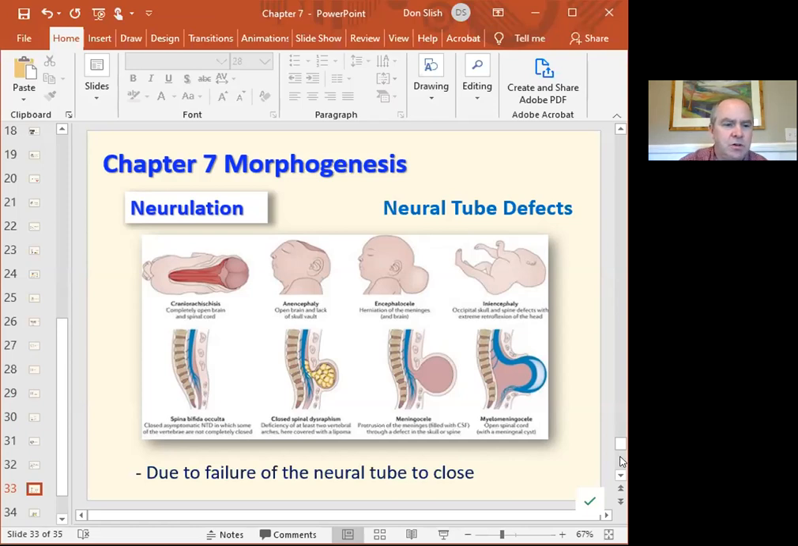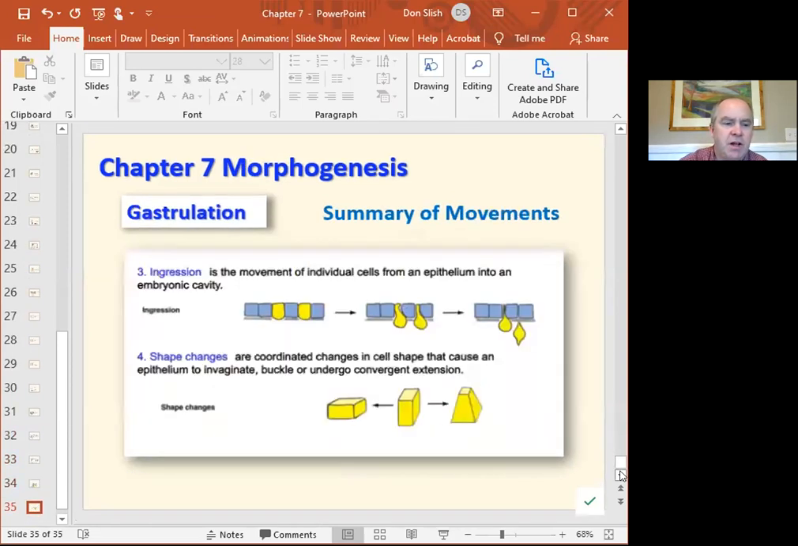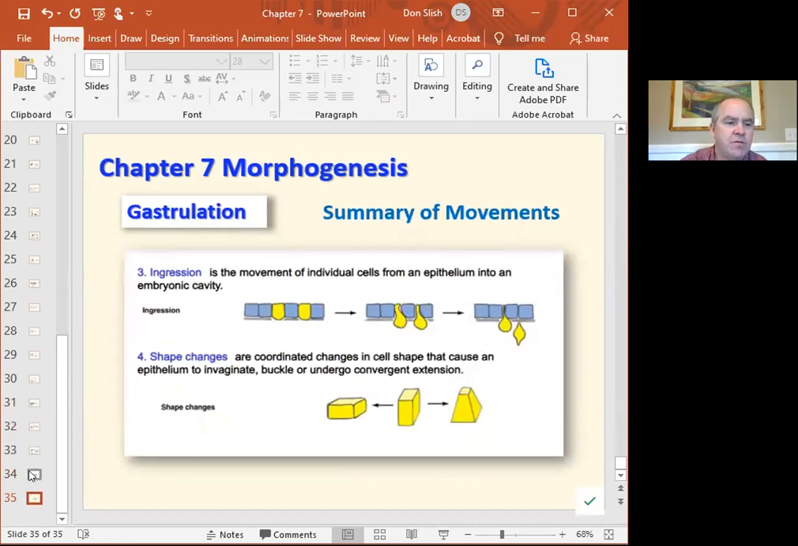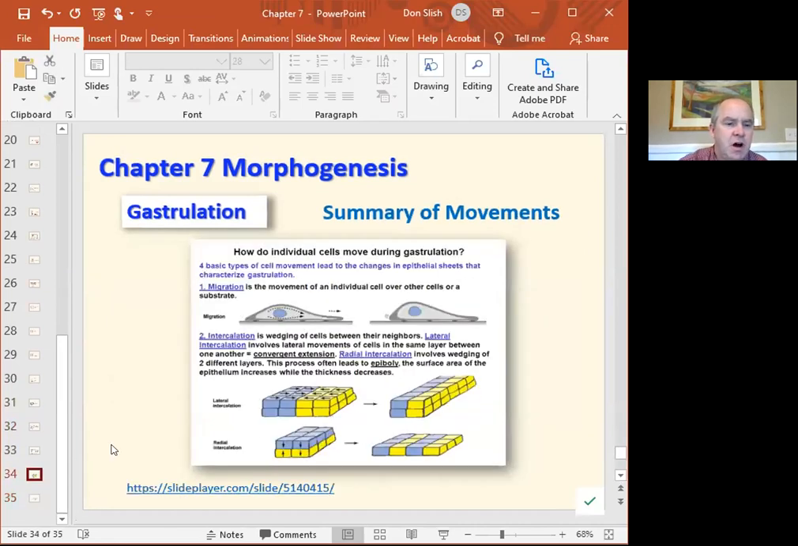Okay, so moving on to my last two slides here, 34 and 35. I found this on the internet somewhere. Oh, this slide player. Actually, if you want to learn more about this morphogenesis, look at that slide player.